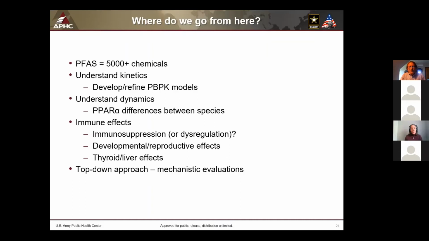And once we can do that and look at the differences in PPAR alpha affinity between species, we can better extrapolate between species and be able to do a better job at predicting what's going on.